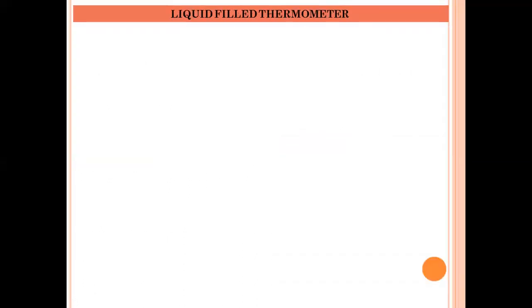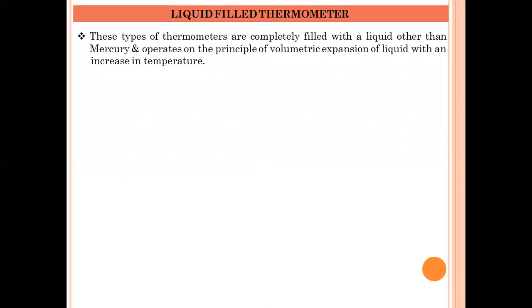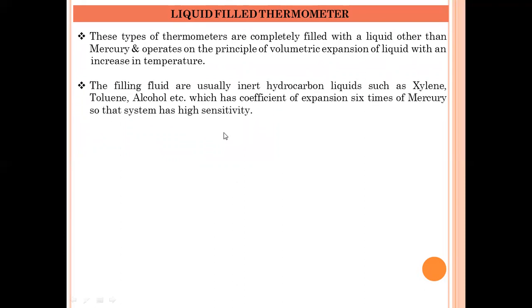Liquid filled thermometer. This type of thermometer is completely filled with a liquid other than mercury and operates on the same principle as the gas filled thermometer, that is, the principle of volumetric expansion of liquid with an increase in temperature. The filling fluids are usually inert hydrocarbon liquids such as xylene, toluene, alcohol, which have a coefficient of expansion 6 times that of mercury, so the system is highly sensitive.